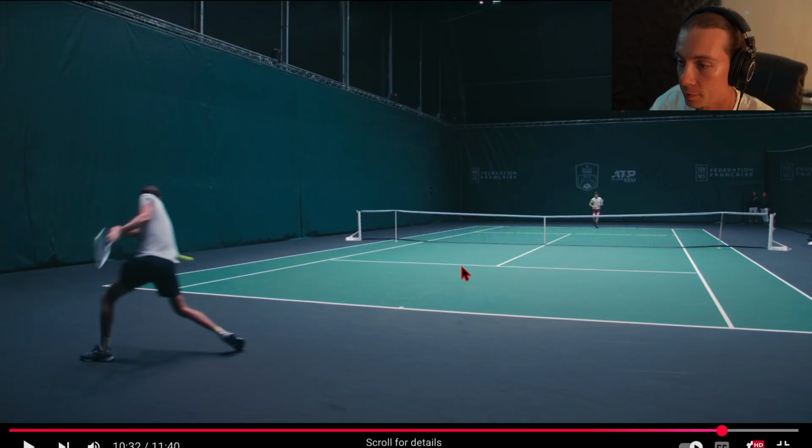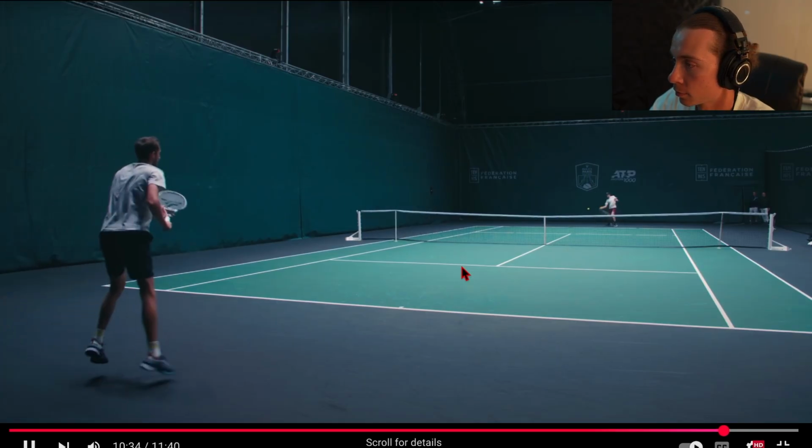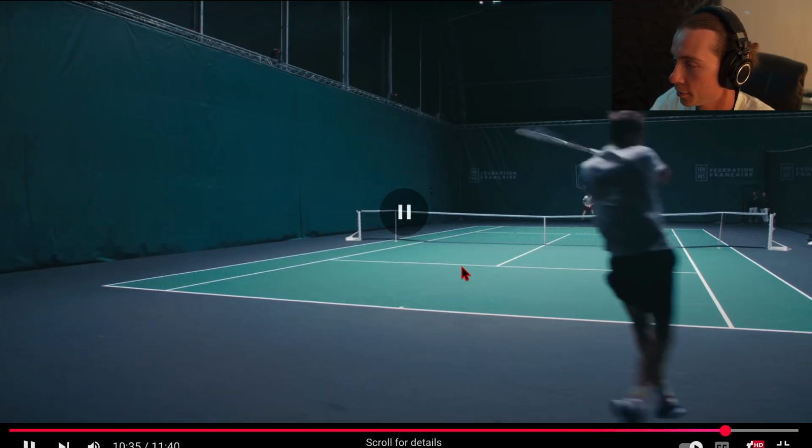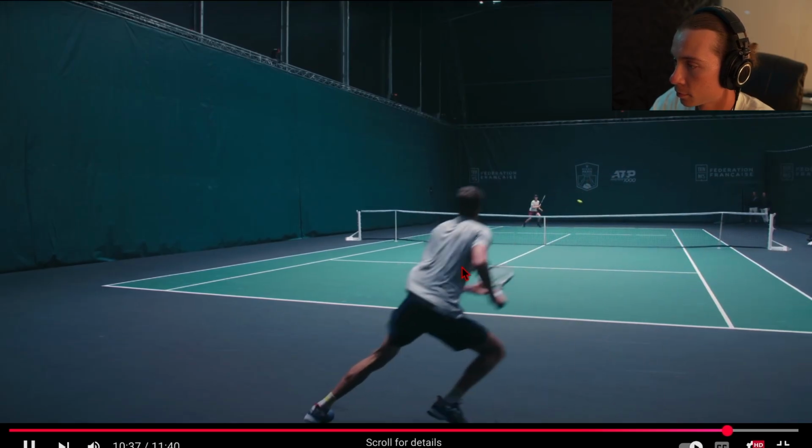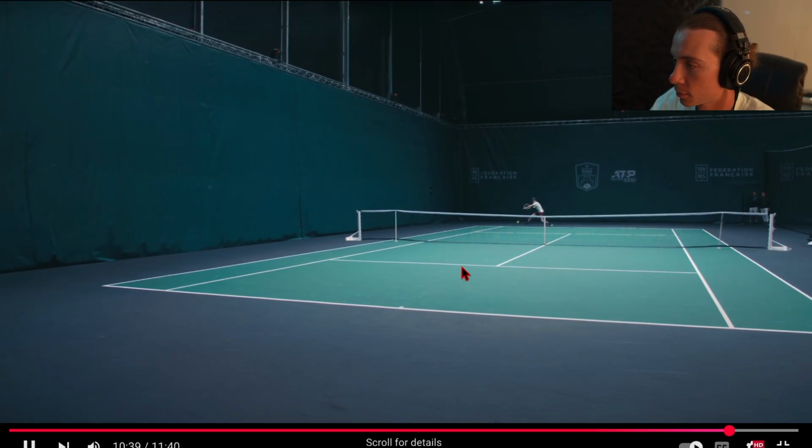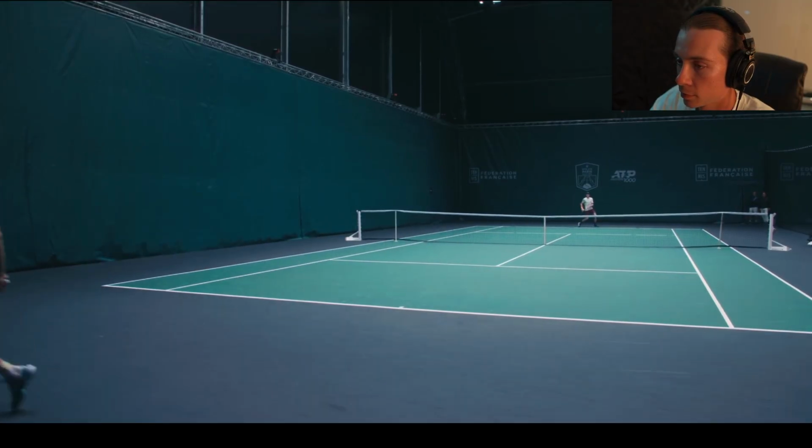Open stance. Open stance. Cross. Then he missed it.